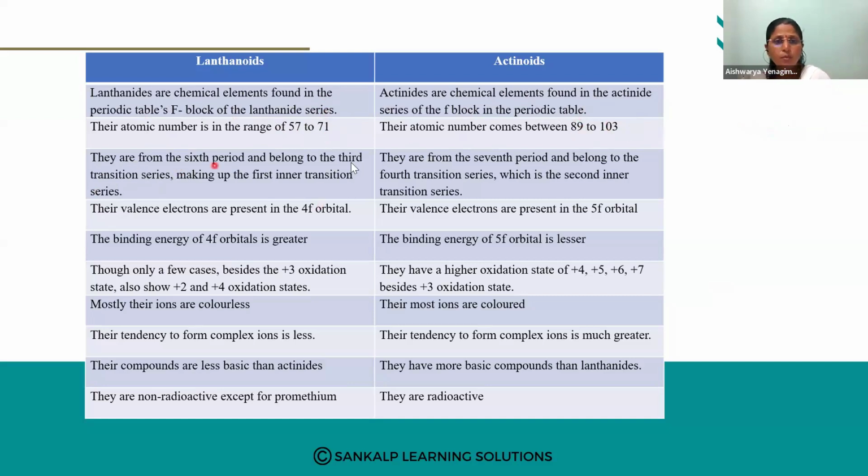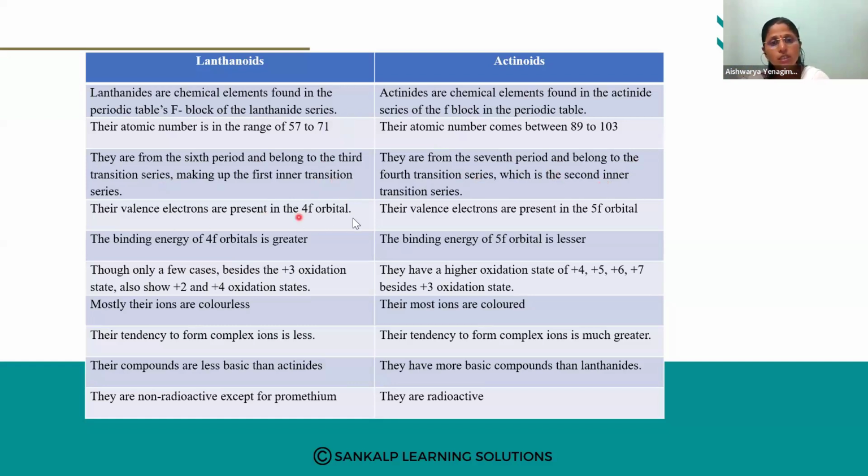Lanthanides are from the 6th period and belong to the 3rd transition series, making up the first inner transition series. F block elements are called inner transition elements. Why inner transition? Transition is the n minus 1th shell. Inner transition is because of the n minus 2th shell. They are present within the transition elements. Therefore, they are called inner transition elements. And actinides form the 7th period and belong to the 4th transition series.